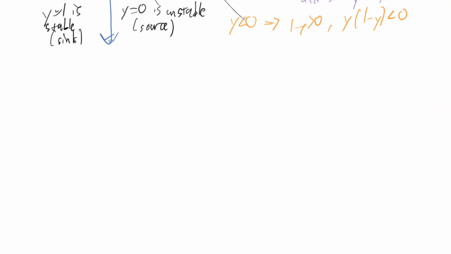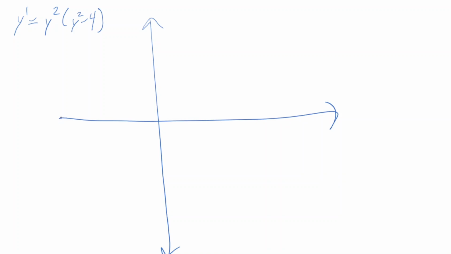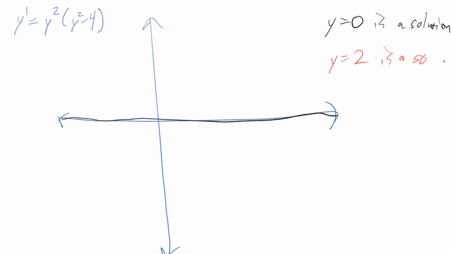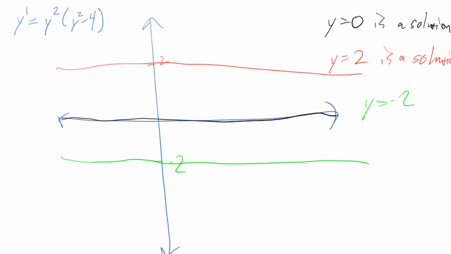Let's do another example where y prime is a polynomial. In this case, y prime equals y squared times y squared minus 4. And so the roots of that polynomial are 0, 2, and negative 2, which are all solutions. So y equals 0 is a solution to this differential equation. y equals 2, that constant function, is another solution. And y equals negative 2 is a third solution. And now let's analyze what happens in between in all these different regions.